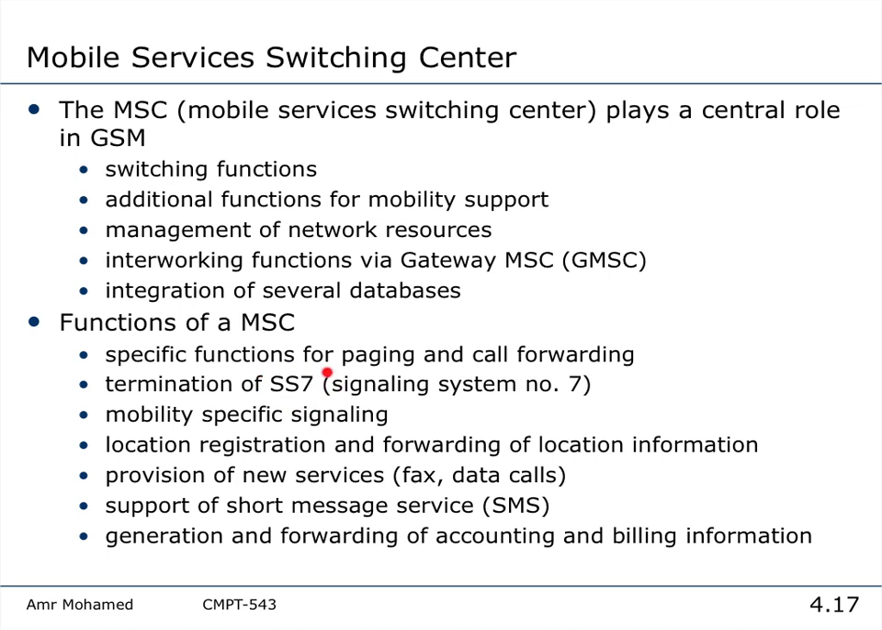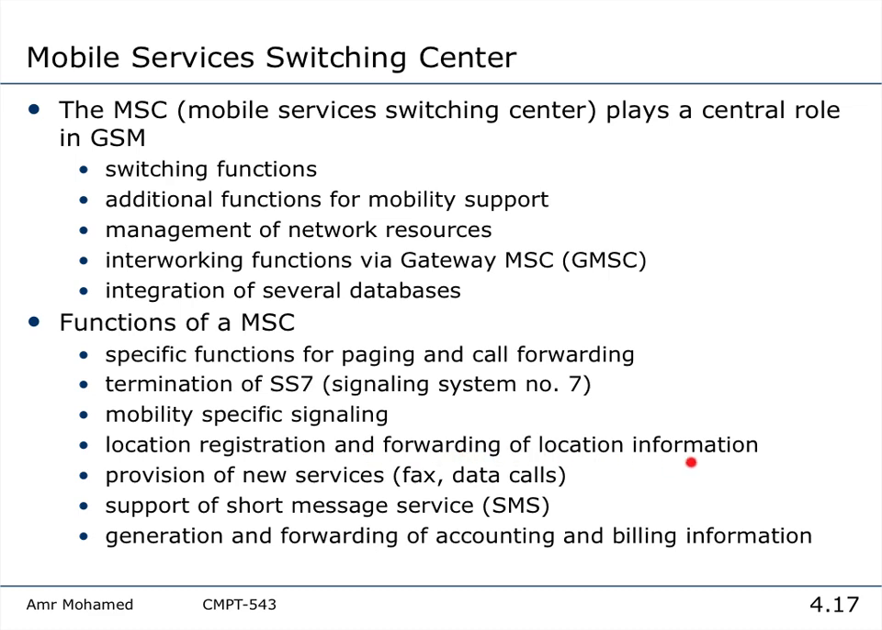We talked about this interface before, which is SS7. We talked about many interfaces now. There is the UM interface, the ABIS interface, the A interface, and the SS7 interface. The SS7 interface is the interface between the mobile switch center and the home location register and visitor location register. The location registers are the databases. Okay? So this is the interface between the MSC and the databases.